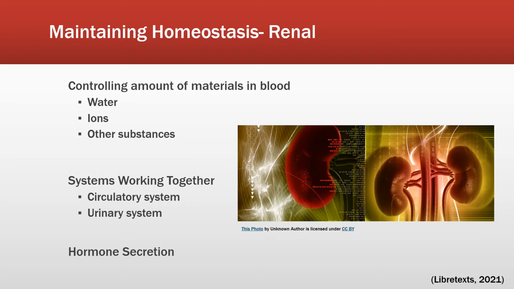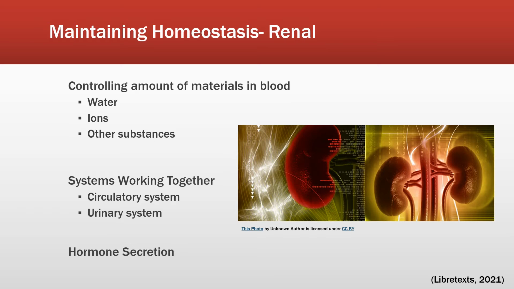The kidneys are an important organ when it comes to function in the body. They are responsible for producing hormones, absorbing materials, and filtering blood to produce urine. The kidneys control the amount of water, ions, and other substances that are in the blood by excreting more or less of them into the urine.